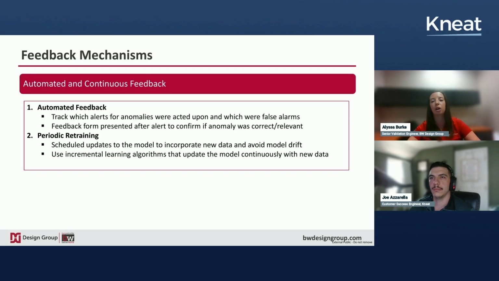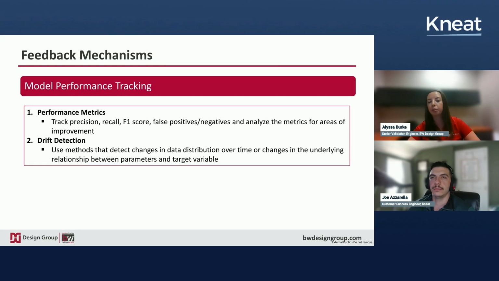that people could respond on, or periodic retraining, which can be performed both on a scheduled basis or on a more continuous basis. So on a scheduled basis, this might be an annual review to incorporate new data and avoid model drift. On a continuous basis, this is more incremental learning, where the model would continuously take in new data to update itself. And then finally, we have all the performance metrics that we discussed beforehand. Those are numerical values such as precision, recall, and F1 score that can be tracked to mark areas of improvement or decline. And then we also have drift detection methods that can be implemented to detect changes in your data distribution or changes in the underlying relationship between parameters.